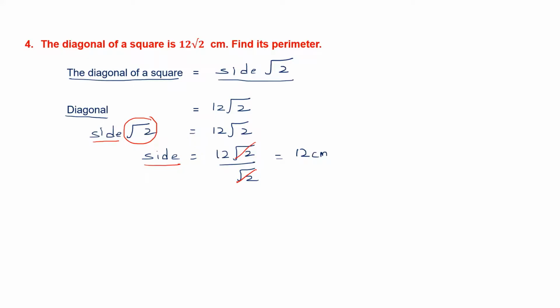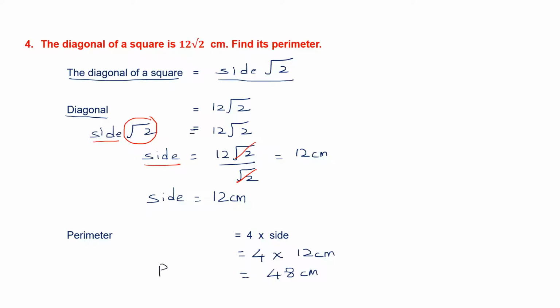Now we can find the perimeter. Perimeter according to the formula is 4 into side, and we found the value of side. We just found it to be 12 centimeters. Now let's substitute the value in this formula. So 4 into side. Side is 12 centimeters. So 12 fours are 48 centimeters. So now we have found the perimeter of this square to be 48 centimeters. So this is our answer.